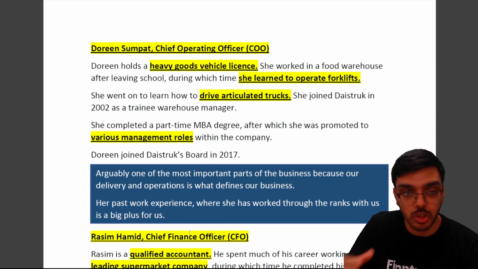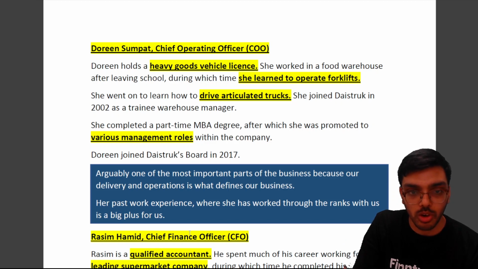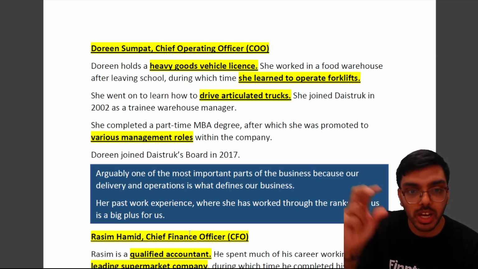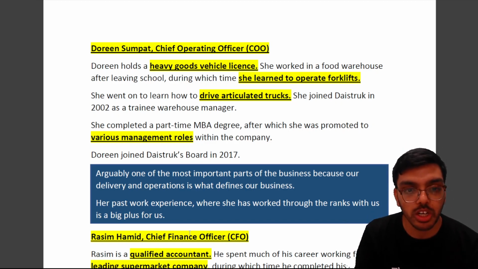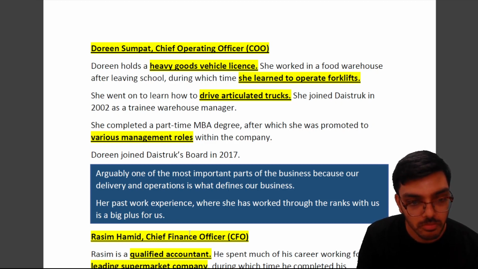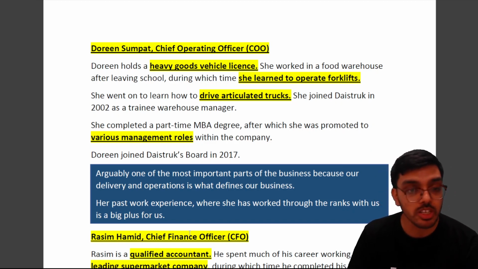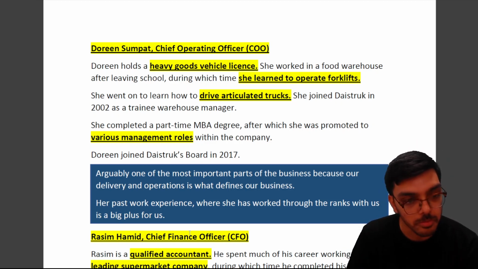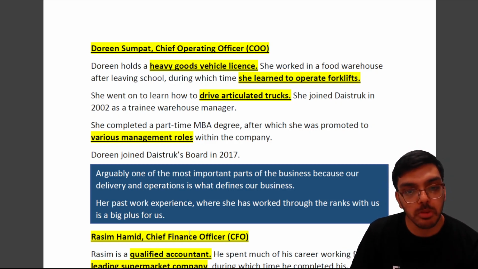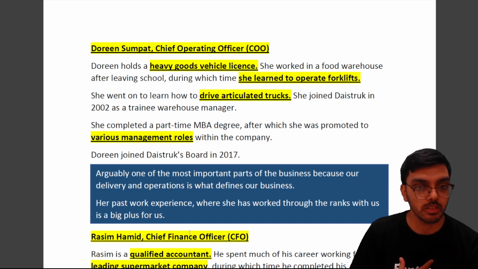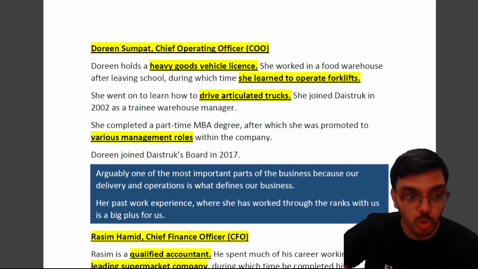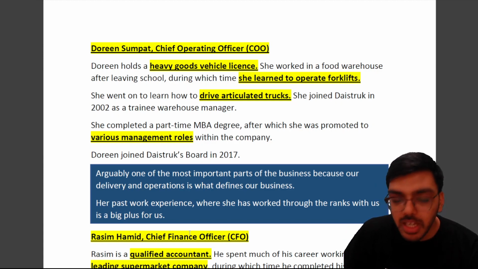She knows, she has that license. She learned to operate forklifts. She can drive an articulated truck, and she is the operations officer. She completed a part-time MBA degree, after which she was promoted to various management roles within the company. She joined the board of directors in 2017. She's worked her way right from the bottom, so she knows how every single operations aspect in the business is run. So arguably one of the most important parts of the business, because our delivery and operations is what defines our business. Having that person who's worked from the bottom, who knows all the details, will be a big plus for us.